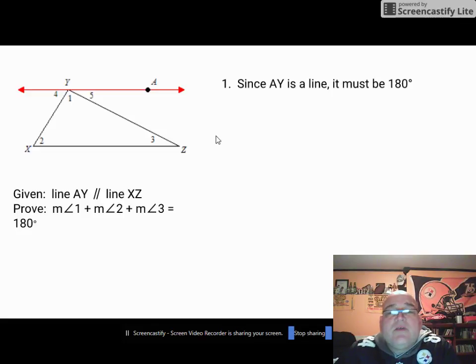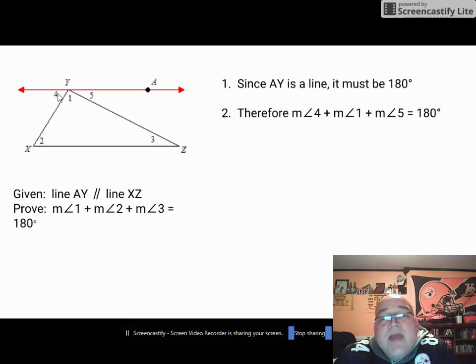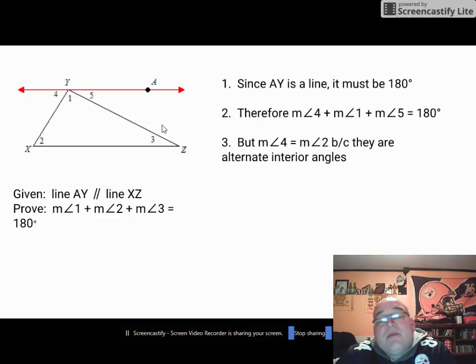Well, to prove this, we're going to do this. Remember that any straight line is a straight angle, which is exactly 180 degrees. That means, therefore, that angle 4 plus angle 1 plus angle 5 has to equal 180 degrees. But remember the pairs of angles that we learned about earlier in this chapter. Notice that 4 and 2 are alternate interior angles. And since the lines are parallel, the measure of 4 must equal the measure of 2 because they are alternate interior angles. Also, notice 5 and 3.